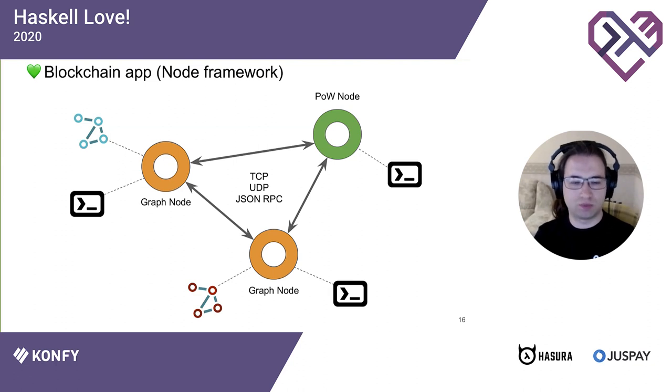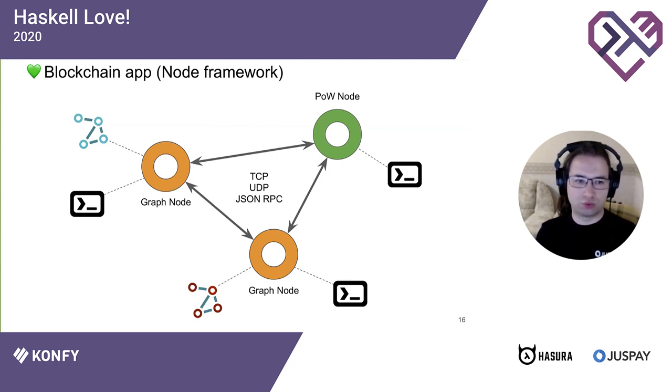And now let me present you a really interesting one, which is about a blockchain application, about blockchains. We built it for a company which has the name Anycom. And this is a really complex system because we had several different nodes, and those nodes could interact using TCP, UDP, or JSON RPC. And not only that, they also had some background processes which could calculate internal data. For example, they could maintain a graph of blocks.